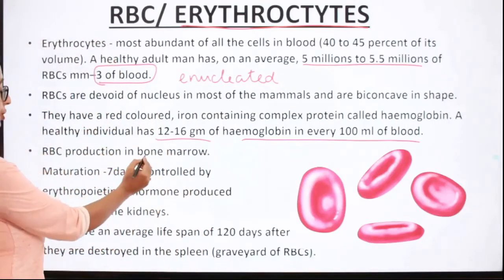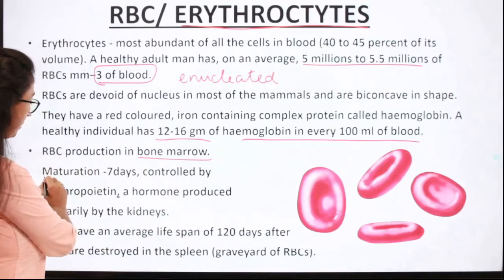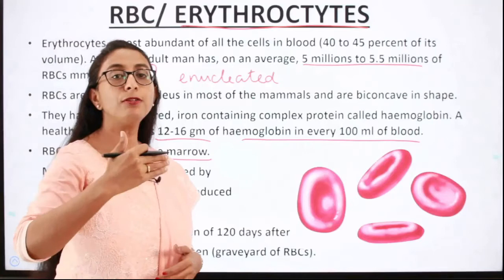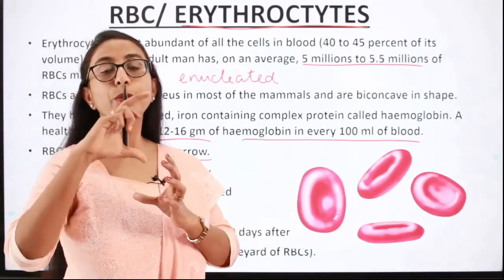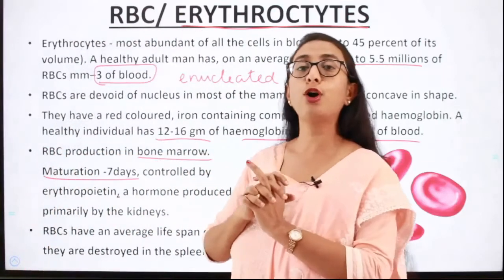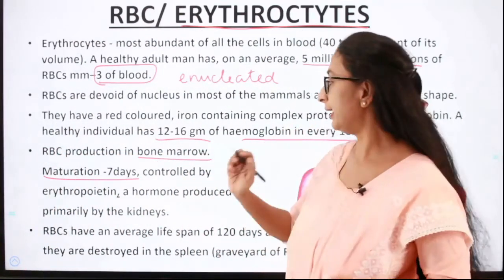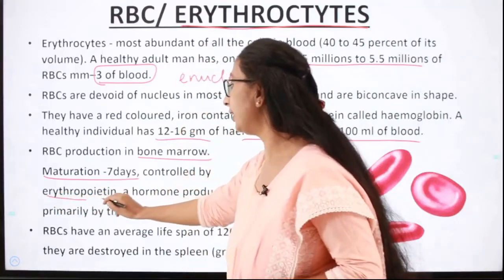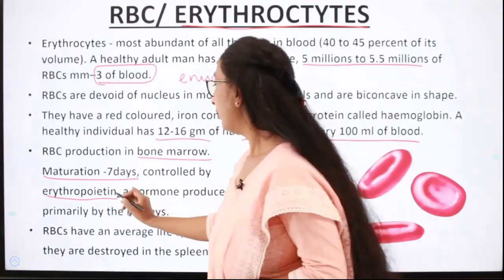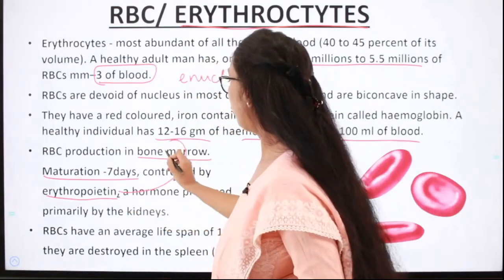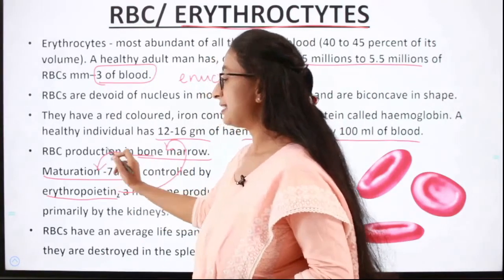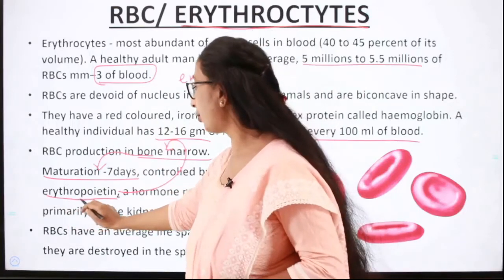RBC production happens in the bone marrow and the maturation takes 7 days, from the hematopoietic stem cells to the final mature RBC. This is controlled by a hormone called erythropoietin. It is this hormone which stimulates the production of RBCs in the bone marrow, which then produces mature RBCs in 7 days. So where do we get this erythropoietin from?